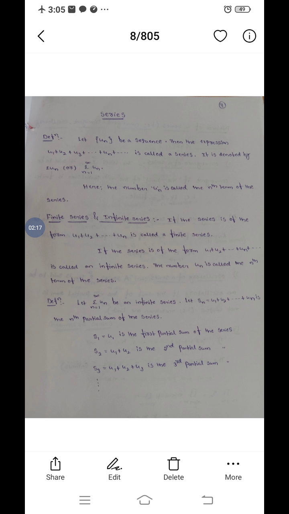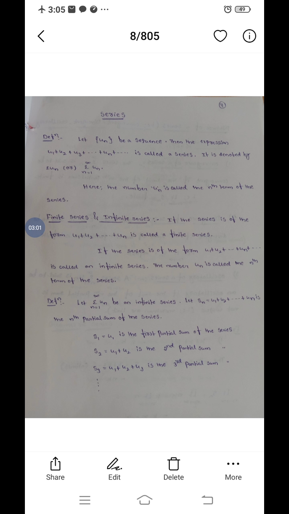And already we discussed the term un is called the nth term of the series. Next topic, nth partial sum of the series. Let us consider summation n equals 1 to infinity un, an infinite series. Now I am taking u1 plus u2 plus and so on plus un, which means we are taking n number of terms, and I am denoting that with Sn. This type of representation is called the nth partial sum of the series, because in this expression we have n number of terms.